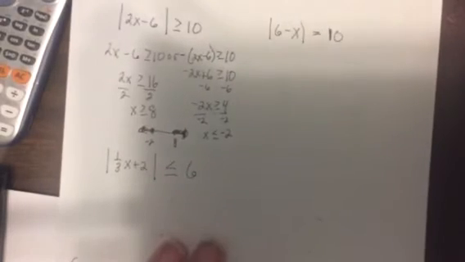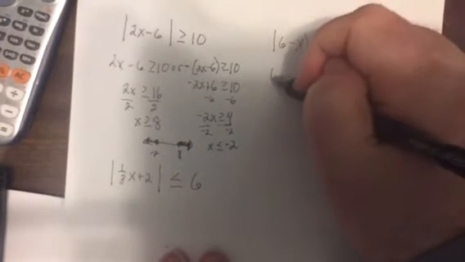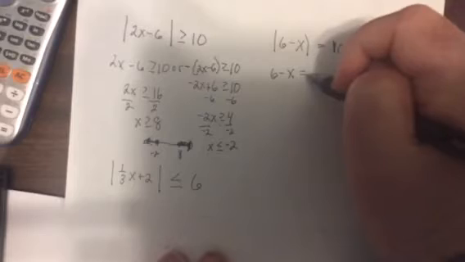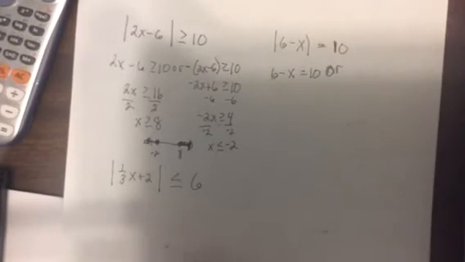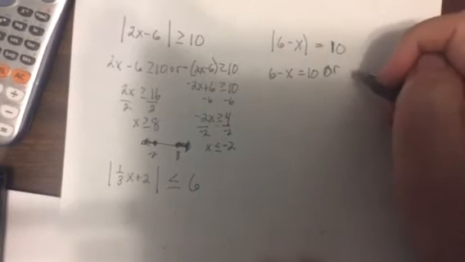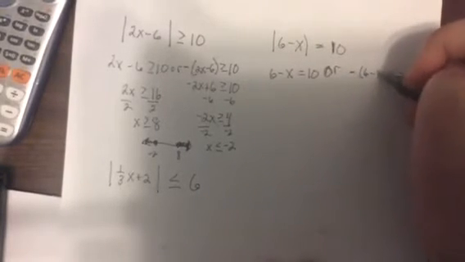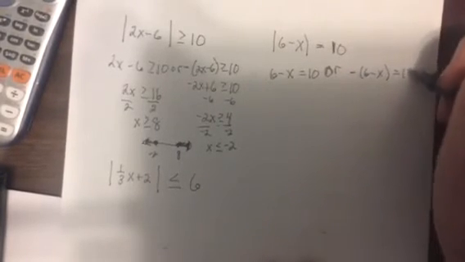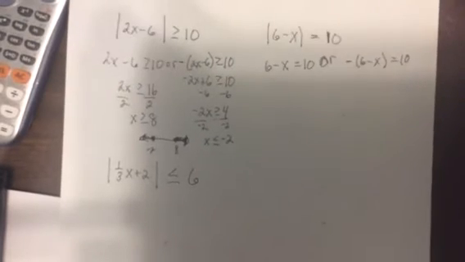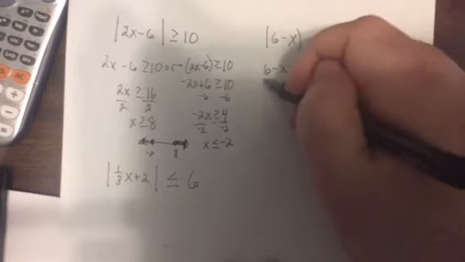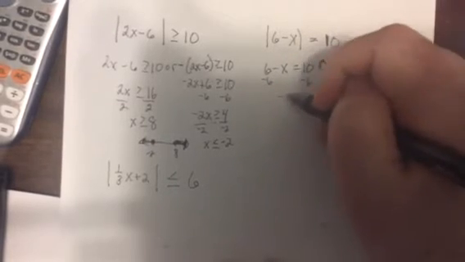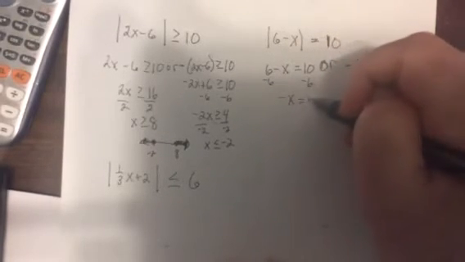So this one: I have 6 minus x is equal to 10. Or, I almost said and there, but I wanted to say or. Just plain equals has to be or. It can't be and. It can't be two different numbers at the same time. So I'm going to subtract 6, negative x equals 4.